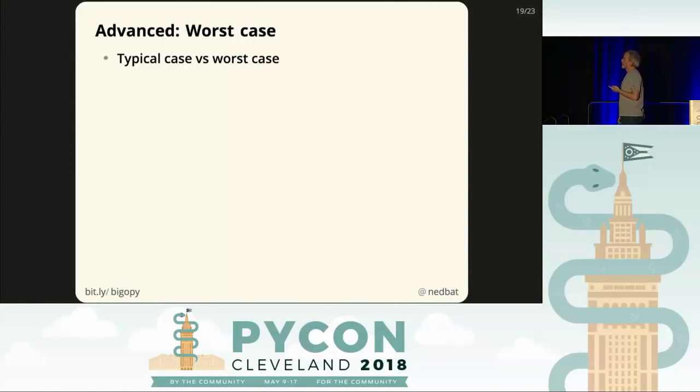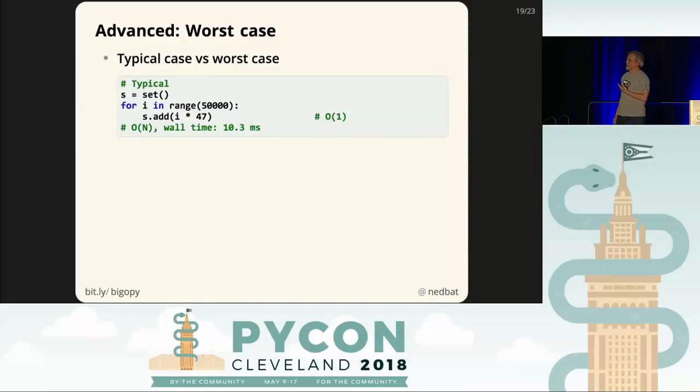And we haven't talked about the worst case. So earlier we talked about the typical case, and some people think big O implies typical case or big O implies worst case. No, you have to say whether you're talking about the complexity of the typical case or the worst case. Here's an example where I make a set of 50,000 numbers which differ by 47. I'm kind of walking up the numbers by 47. Adding that number into the set is an O of one operation, so building the whole set is O of n, and it took about 10 milliseconds.